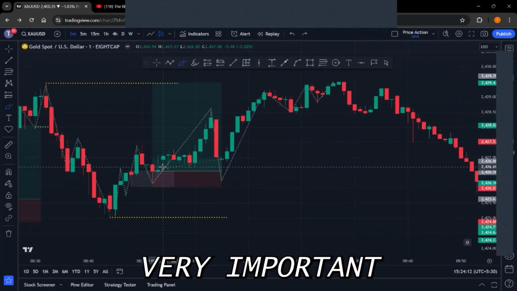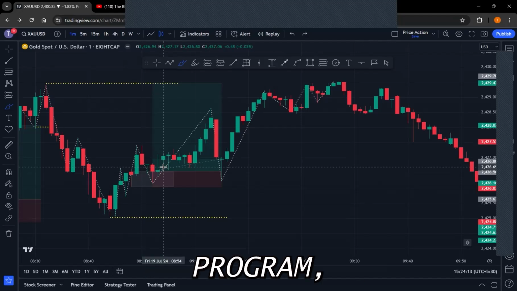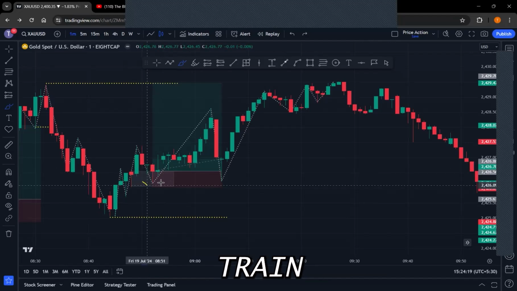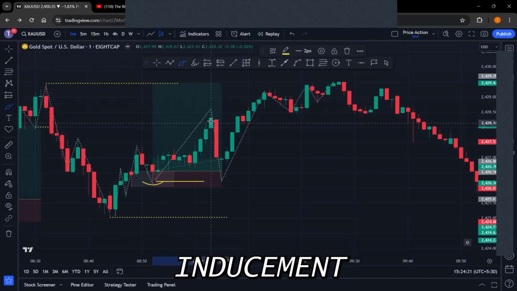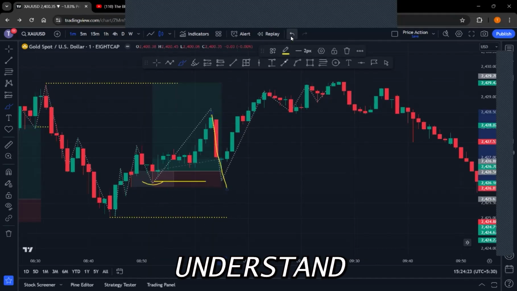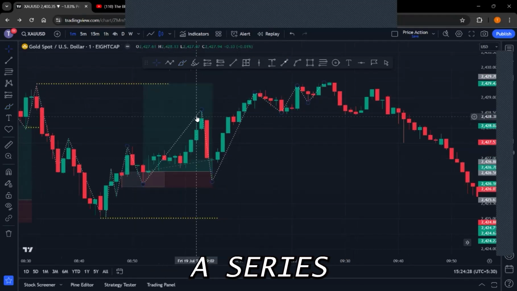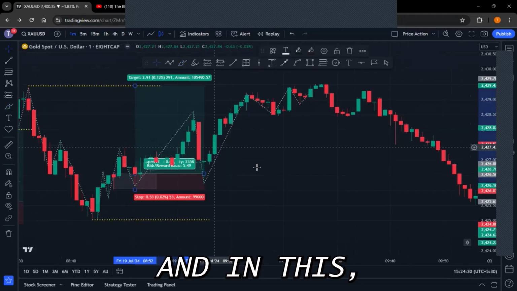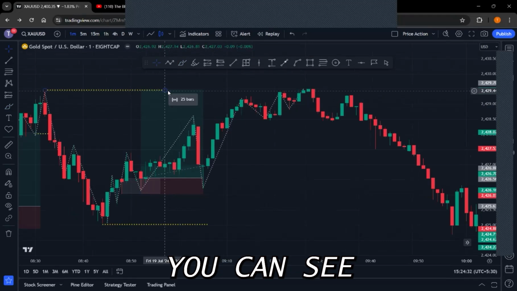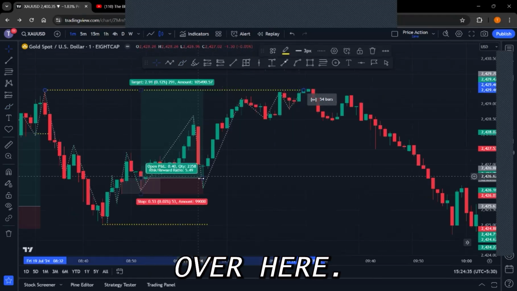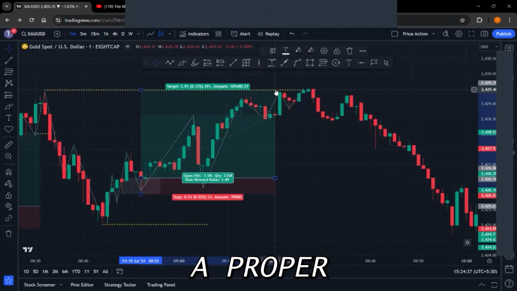And this is a very important point that we discuss in the mentorship program, in the one-to-one training program, that you do not need to trail over here. You need to trail over here. Why? Because this is the major inducement. When the price takes it out, only then will we understand that the price has created a series of lower lows. So from here, the price has created a series of higher highs and higher lows. And in this trade, you can see that the price has taken out the major upside liquidity over here, and the price has also given us a proper target in the market.